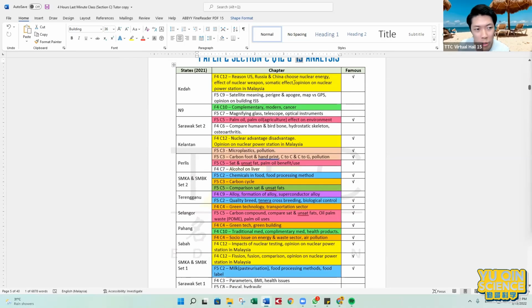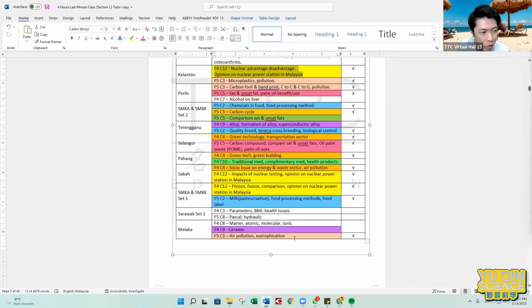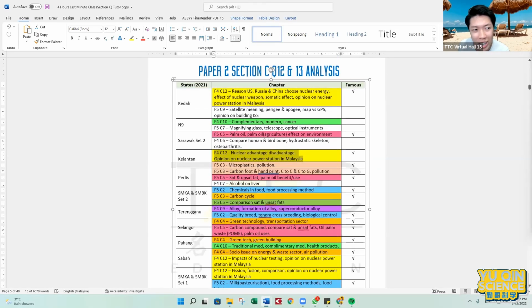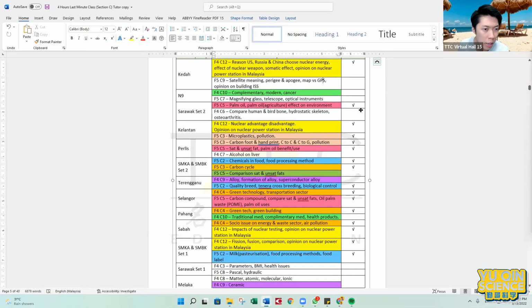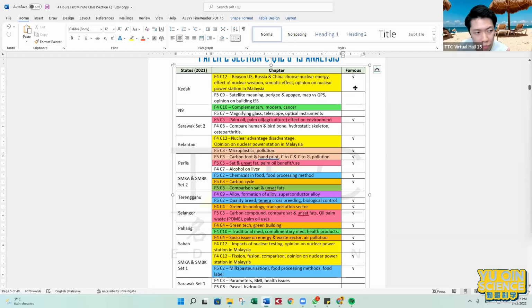Like for example, look at the yellow color. They ask a lot about nuclear. 1, 2, 3, 4 states ask about the same thing, like nuclear: what is the use, what is your opinion, should we make more nuclear power stations, is it suitable for Malaysia or not. Those I put a tick on are at least 3 states and above that came out together.